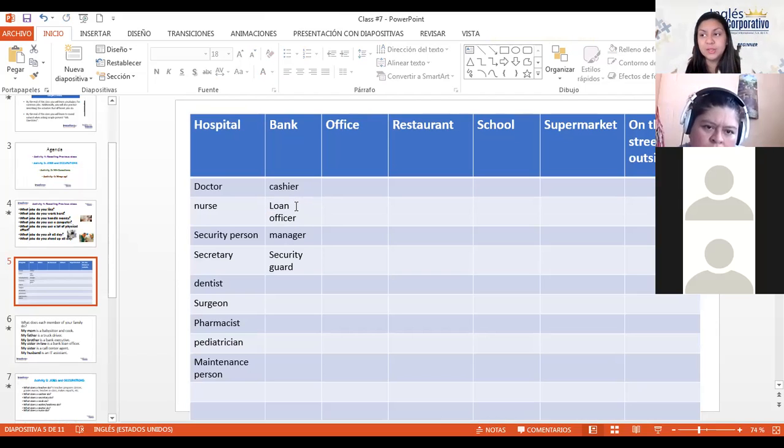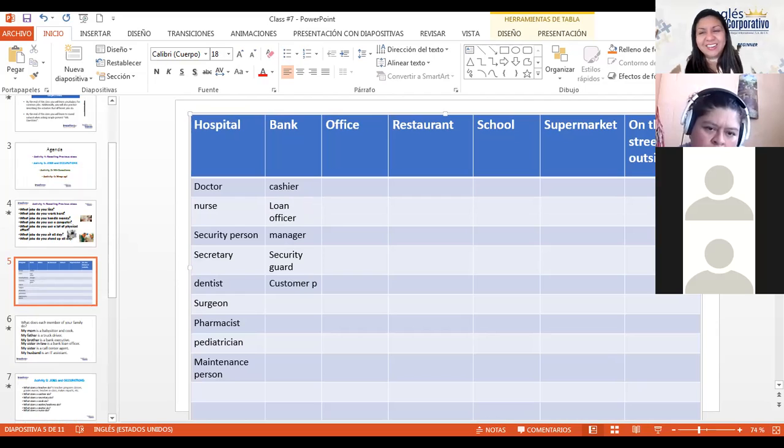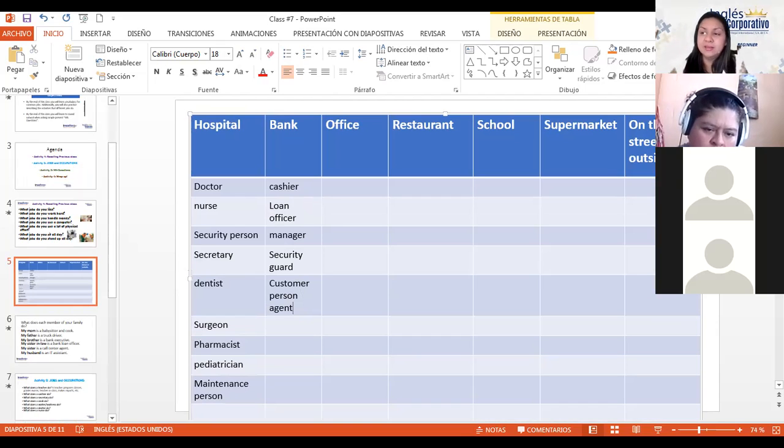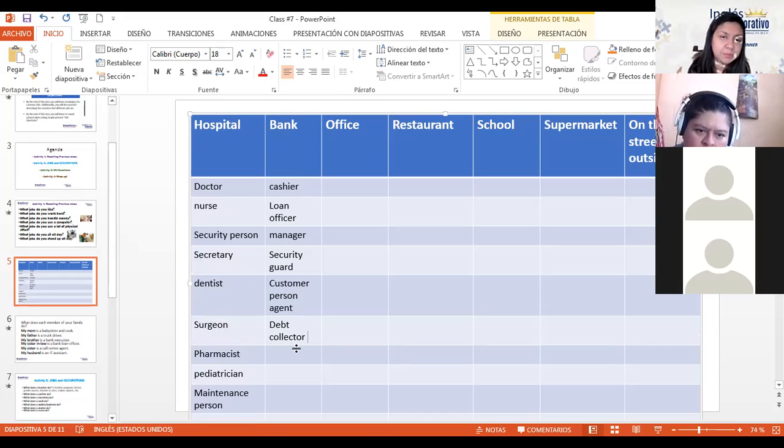Is the person who lends you money, lo que le presta dinero, loan officer. Also customer. Cobrador. Okay, customer person. Agent, el agente de servicio al cliente. We have also a debt collector, la persona que cobra. Ordenanza, ¿cómo se dice? The maintaining person. Ah, lo mismo. Yes. Maintenance person.